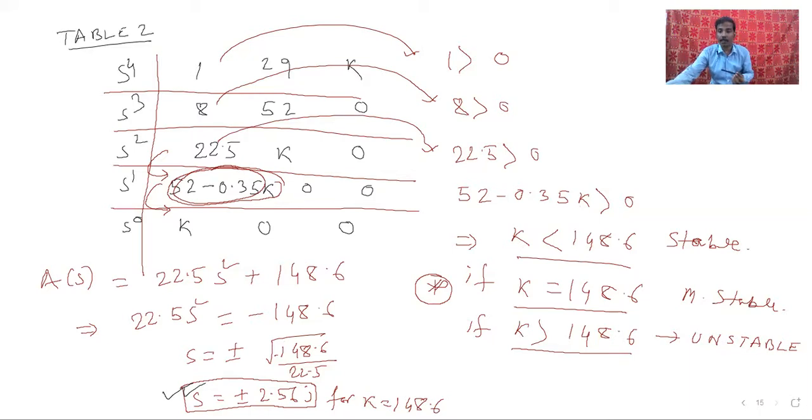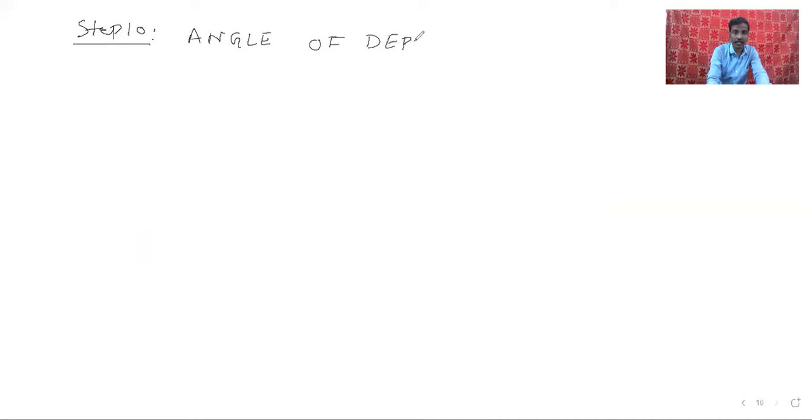And the last and final point, angle of departure. What is the angle of departure? Step number, I think, 10. Angle of departure. This is also very important for complex conjugate poles. So for complex conjugate poles, the calculation of angle of departure.